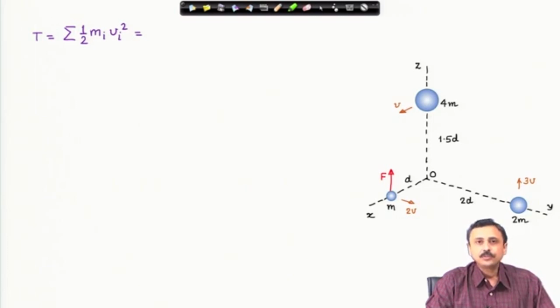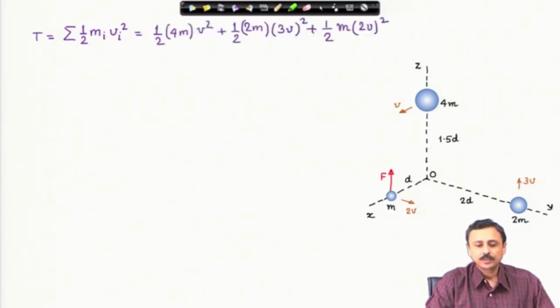Kinetic energy of the whole system is the summation of the kinetic energies of the individual particles. So, half m_i v_i squared, summed over all particles, and if you do that summation, the total kinetic energy turns out to be 13 m v squared.